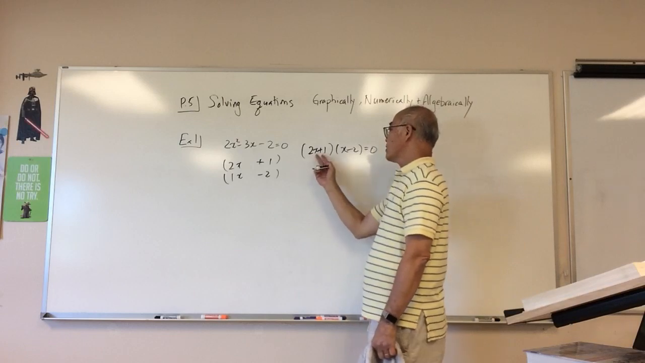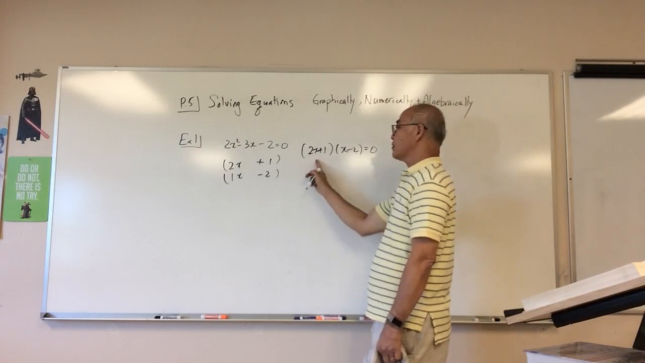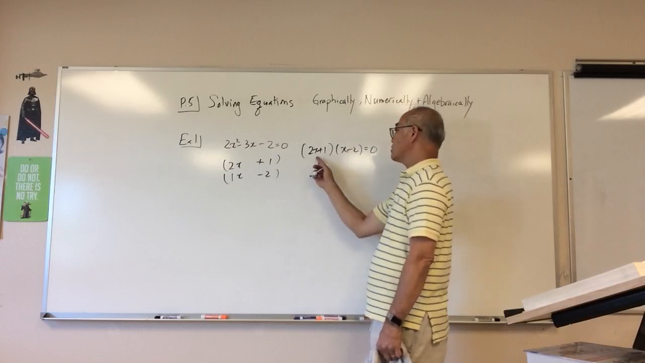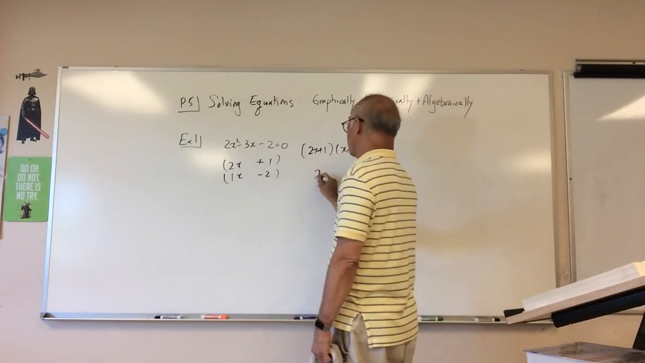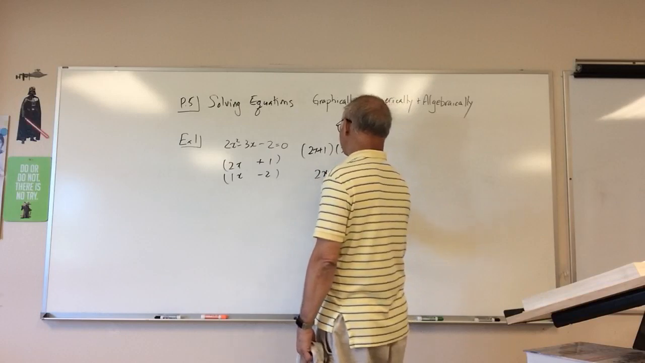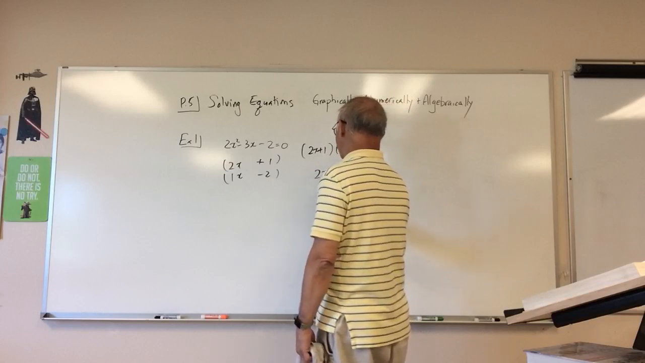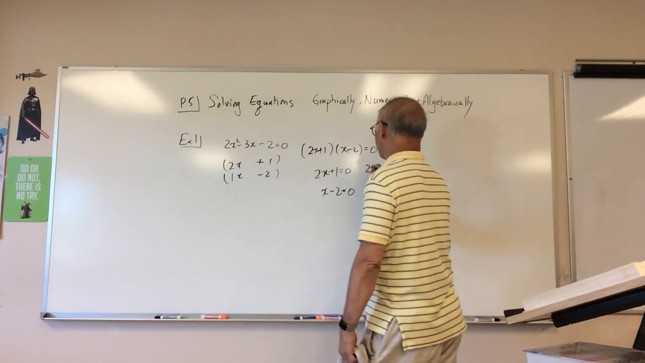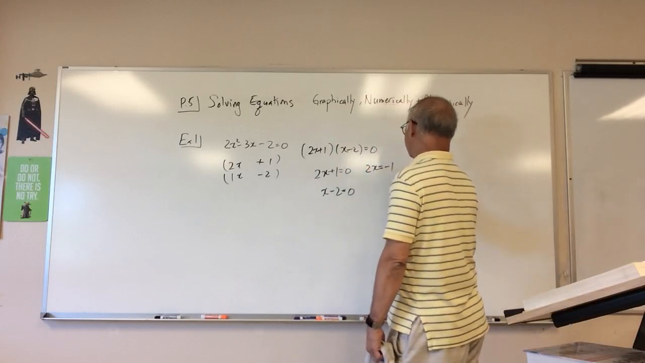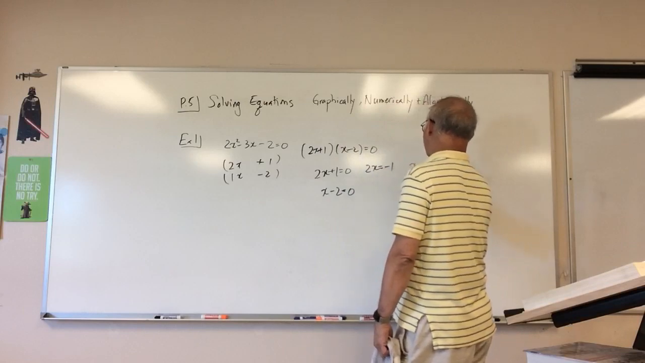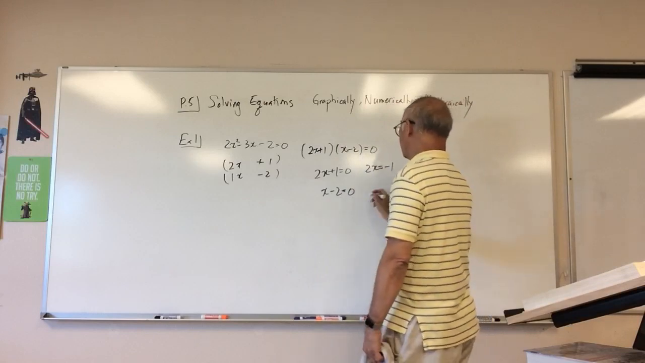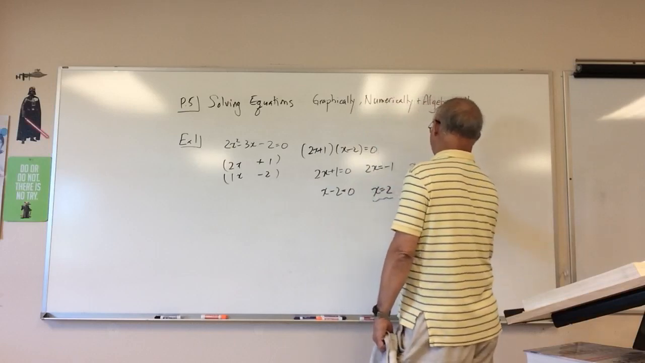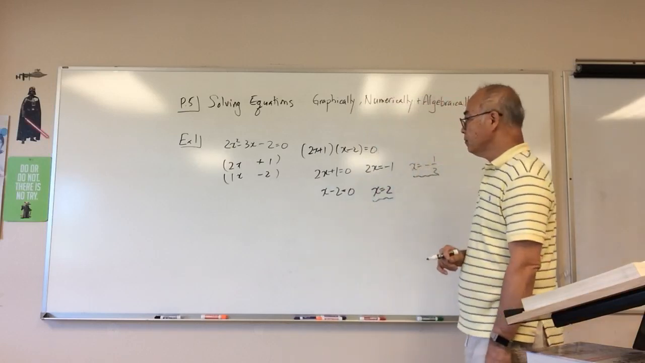So this times this is equal to 0, which means that either this one is 0 or that one is 0. So either 2x plus 1 is equal to 0 or x minus 2 is equal to 0. On this one, you move the 1 over, and x is equal to negative 1/2. Over here, you move the 2 over, and you get x is equal to 2. So you have two answers here.